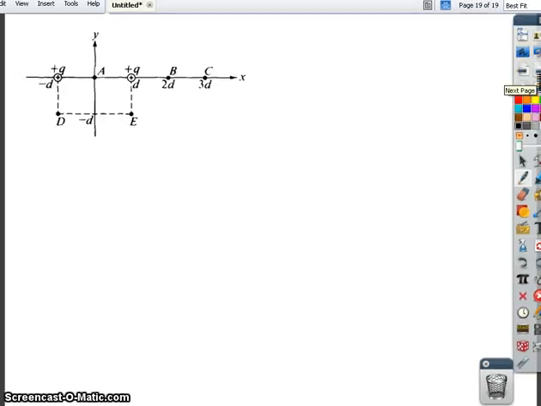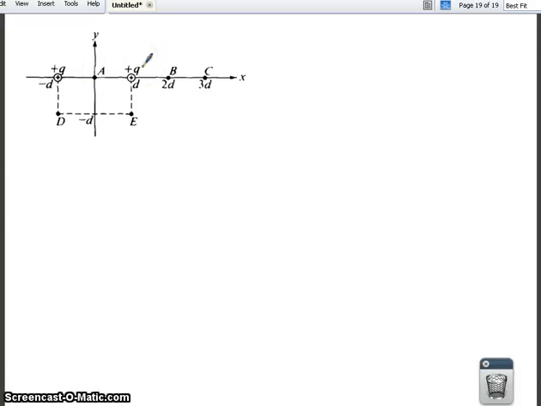Another common example is one like this, where we have two charges here, Q and Q. These have their own fields, and the question might be something like, where is the electric field equal to zero? From looking at this, this electric field is going to push on point A in this direction. This electric field is going to push on this point in this direction. So overall, the electric field at this point is going to be zero.